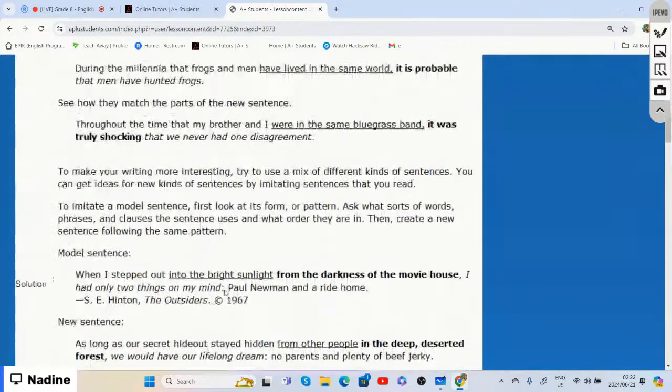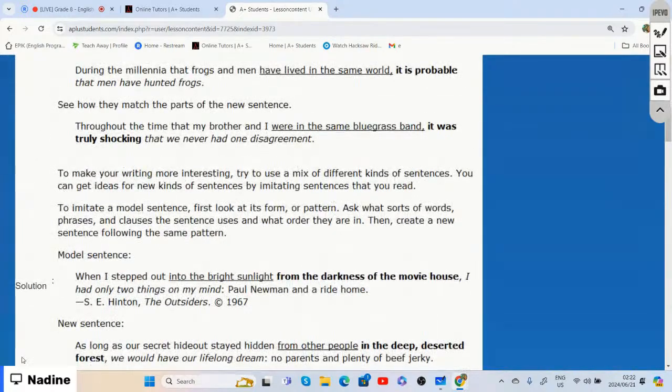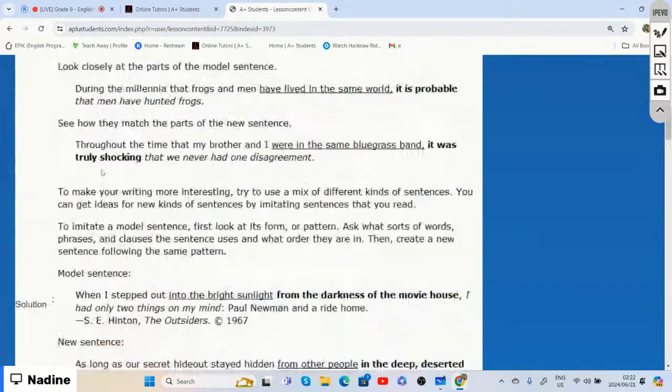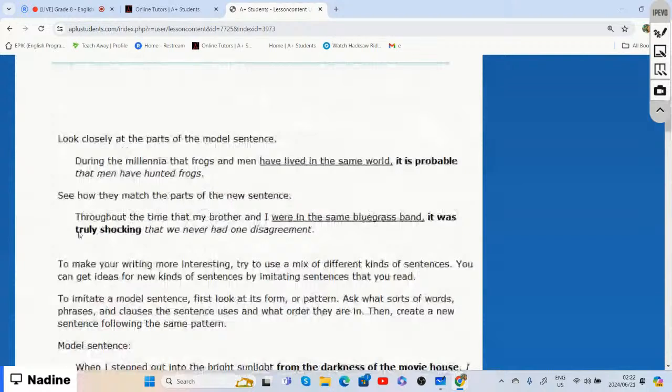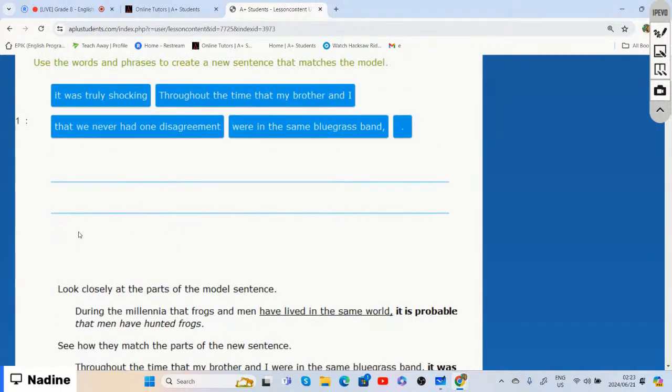All right, so we already went over how to create a sentence by making writing more interesting, right? By mixing different kinds of sentences. That means we get ideas for new kinds of sentences by imitating the sentences that we read, right? So now we're going to look at our activities and then go on to our test.